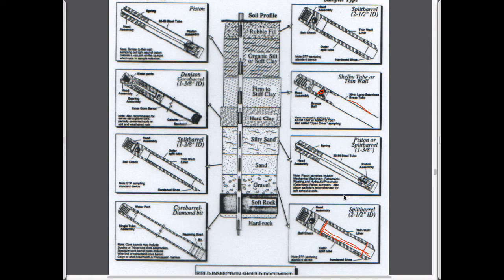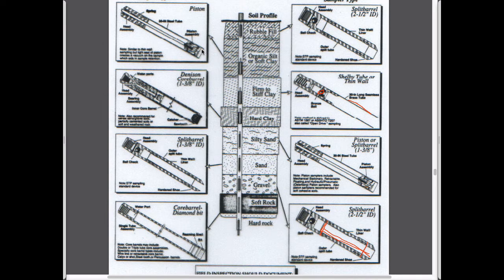A thick wall sampler has a thick wall, and so by pushing it into the ground and banging it into the ground, the sample inside it gets disturbed. It's not really pristine anymore, and so you can't really use that to take to the lab and do permeability, but you can use it for gradation and stuff. So that's the primary difference between these.